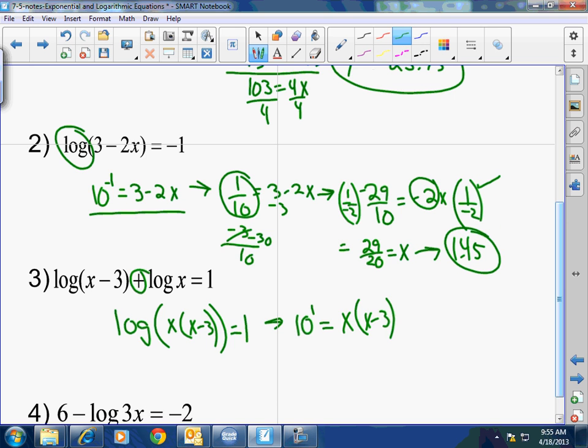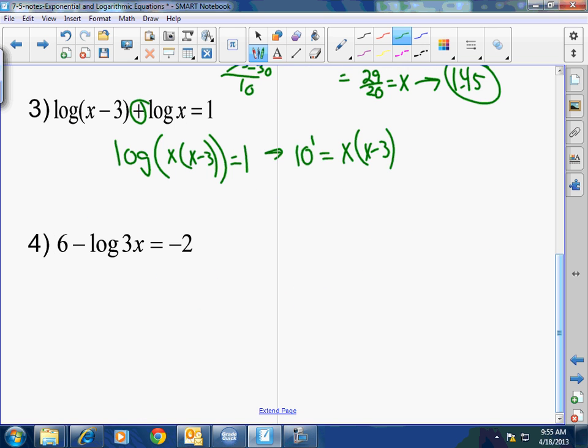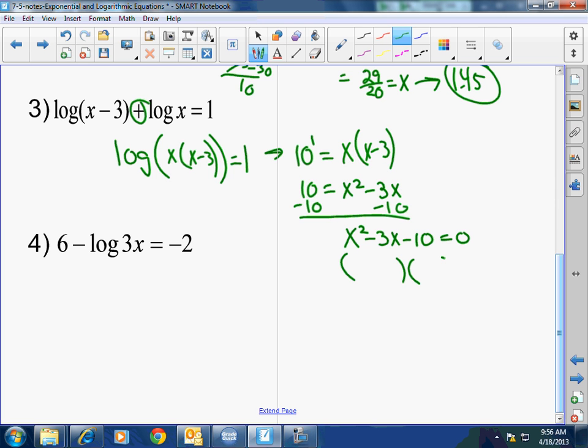So now we're just going to do some simple algebra, okay? We've got 10 equals x squared minus 3x. Subtract 10 from both sides. x squared minus 3x minus 10 equals 0. What times what is negative 10, but when I add together is negative 3? Negative 5 and positive 2. Thank you. So x will equal 5 and or negative 2. Does that make sense? Yes, sir.